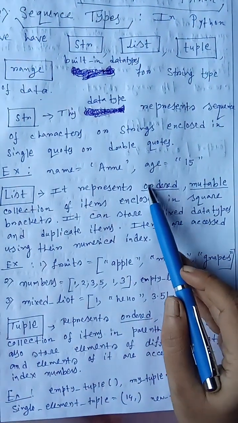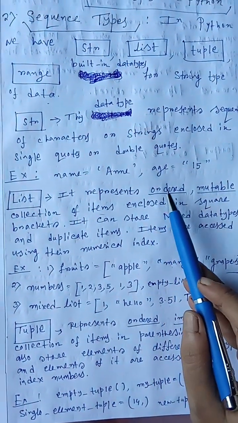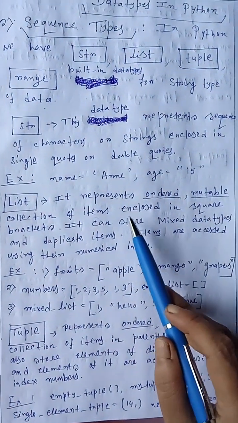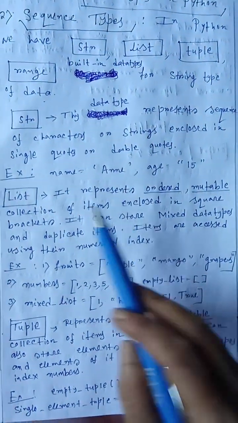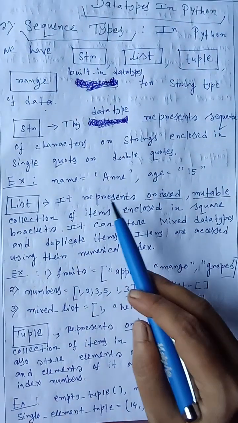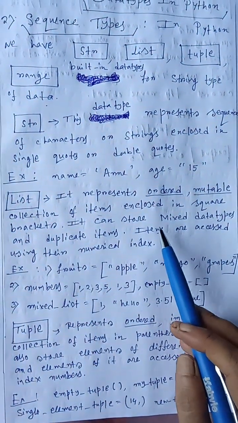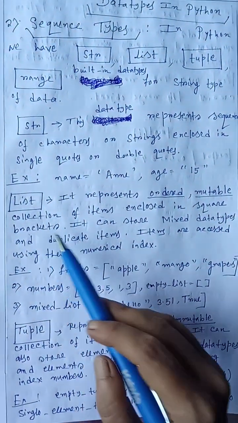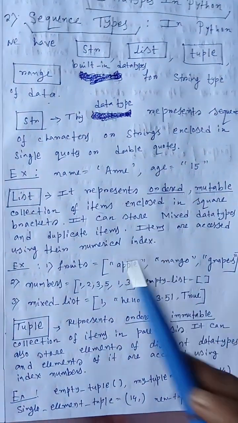Now, ordered means each and every item of our list has a specific index number, and mutable means changeable. So, after creation of our list, we can change it: we can add a new item, delete an already written item, or update any item. Each item is accessed using its numerical index.